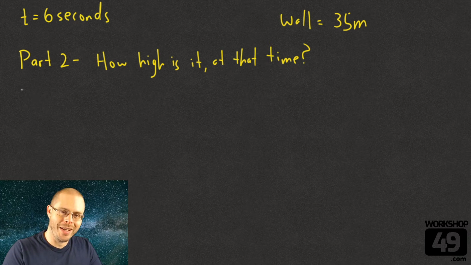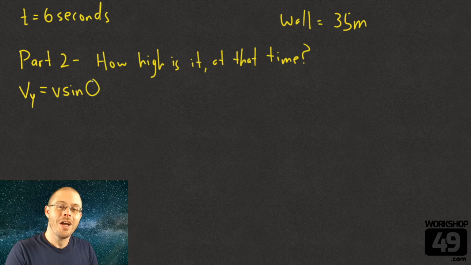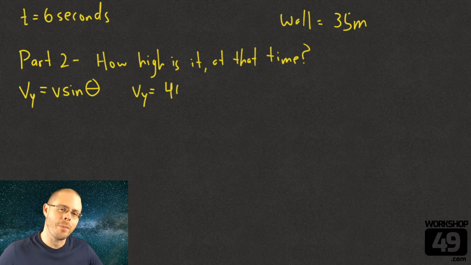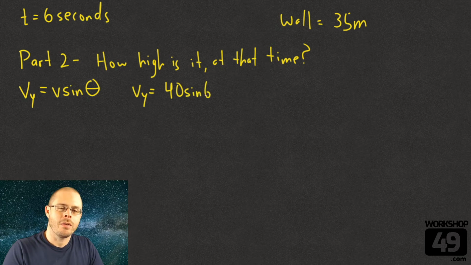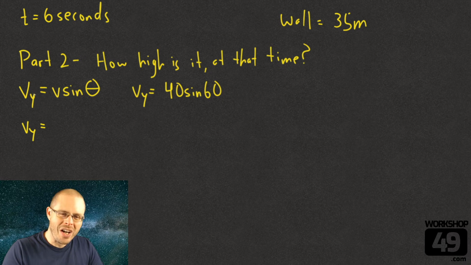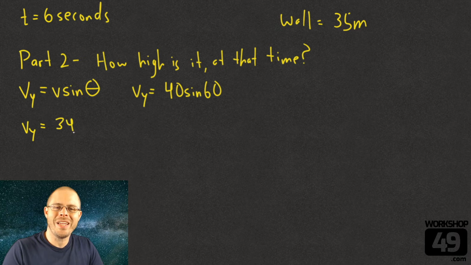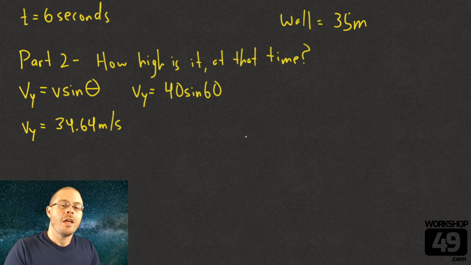Because we're talking about height, we are again going to have to break our velocity into components. Height is determined by the y component of velocity. To get the y component of velocity, it's v sine theta. Sine is always up and down, cos left and right. So the vy, the y component of our velocity, is 40 sine 60. We chug that out into the calculator and we get that our upwards velocity is 34.64 meters per second.